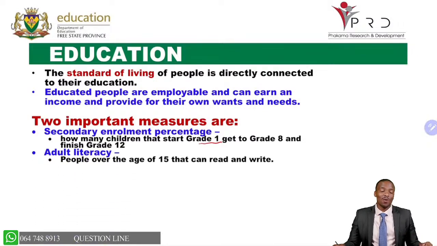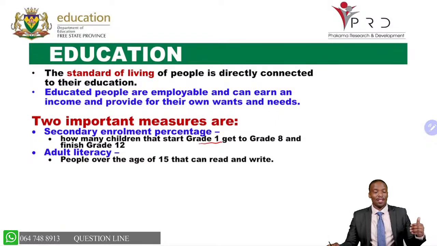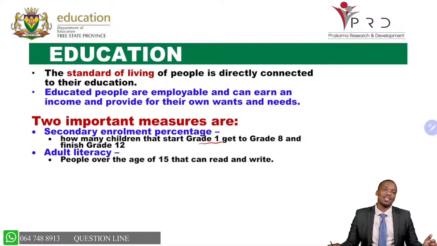The other aspect that we are looking at is adult literacy. We are looking at the people over the age of 15 that can read and write, because it is very important. You'll find that in the country, there are adults who cannot read and write. Some who can read cannot write. So how are they going to improve their standard of living? Because when we started, we said the standard of living is directly connected to education level.